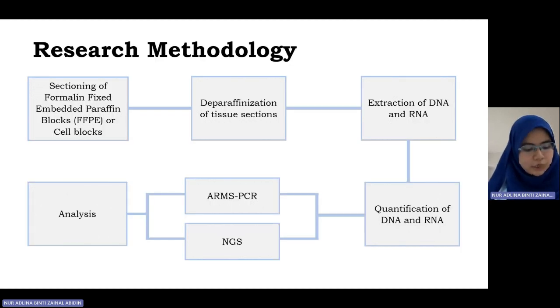This is an initial overview of the methodology plan for the research idea, where there is sectioning of FFPE or cell blocks for patients with a known diagnosis of EGFR exon 20 insertions, followed by deparaffinization of tissue sections and extraction of DNA and RNA simultaneously. The extracted nucleic acids will then be quantified using Qubit or NanoDrop respectively before proceeding to the ARMS PCR and NGS workflows. The final step will then be analysis of data from both techniques for a comparison study.